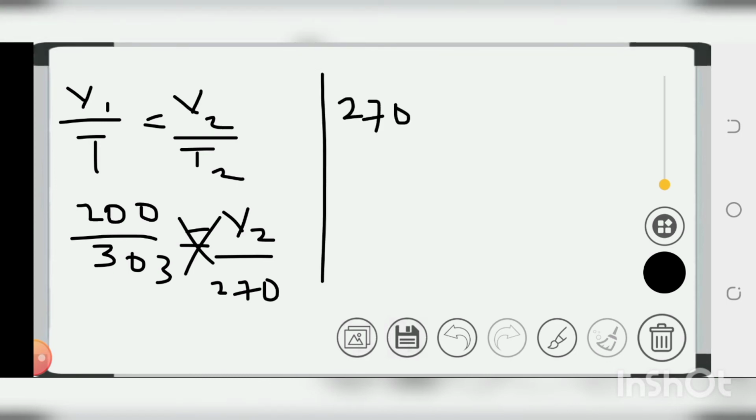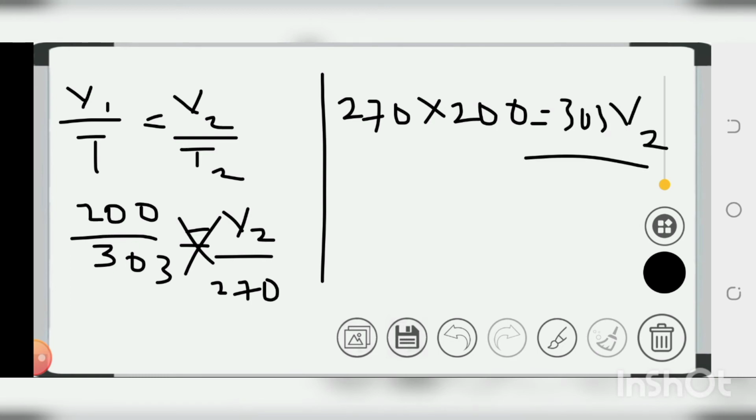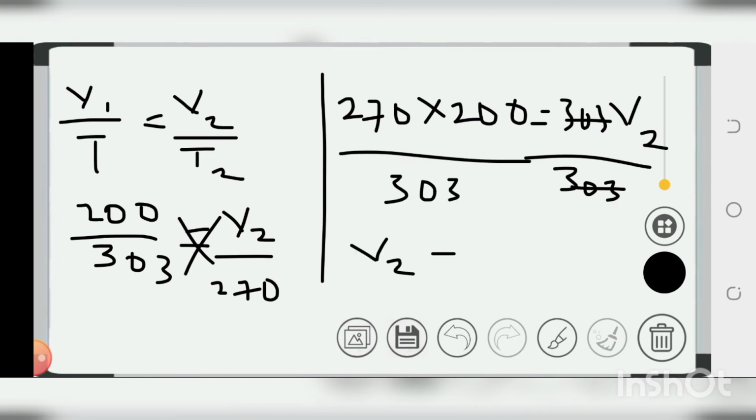We cross multiply. We have 270 times 200 is equal to 303 V2. Divide both sides by 303. So we cancel out, and using your calculator, 270 times 200 divided by 303 will give you 178.218, which is approximately 178 liters. So I hope you understand this also.